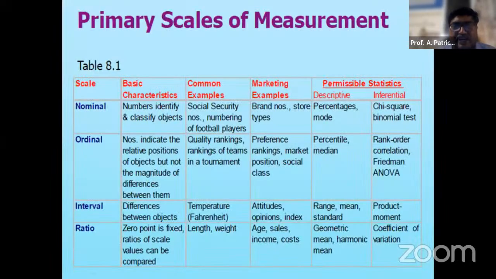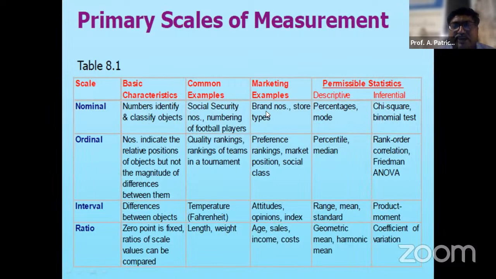Now, look at it. This is a slide I've taken from Naresh Malhotra. If the scale is nominal, look at it. How do we apply some examples in marketing? It is based on identifying or classifying. Here we call it Aadhaar number. In the US, they call it the social security number. Or a football player wearing a jersey, or a cricketer wearing a jersey number. They're meant for identification, classifying.